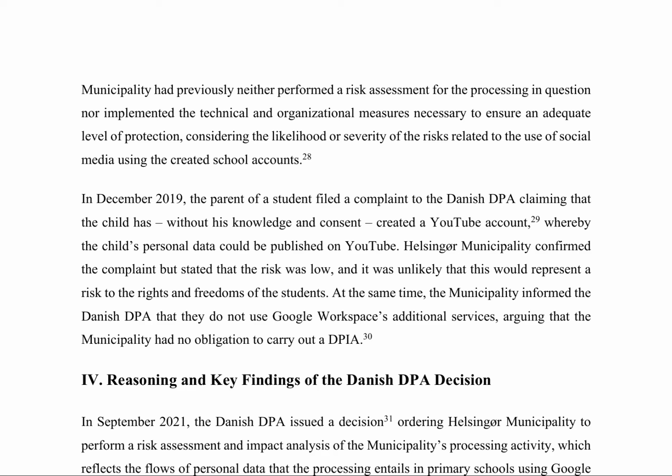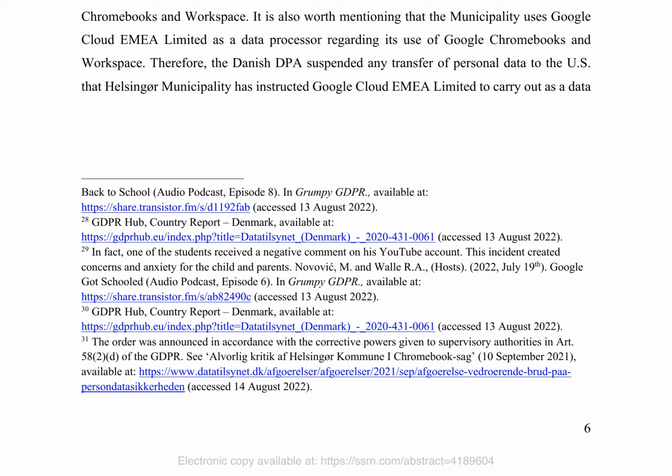Despite the municipality's argument that the risk was low and unlikely to represent a risk to students' rights and freedoms, the Danish DPA concluded that an assessment was necessary. The Danish DPA also noted that Helsingor Municipality uses Google Cloud EMEA Limited as a data processor for its Google Chromebooks and Workspace usage.